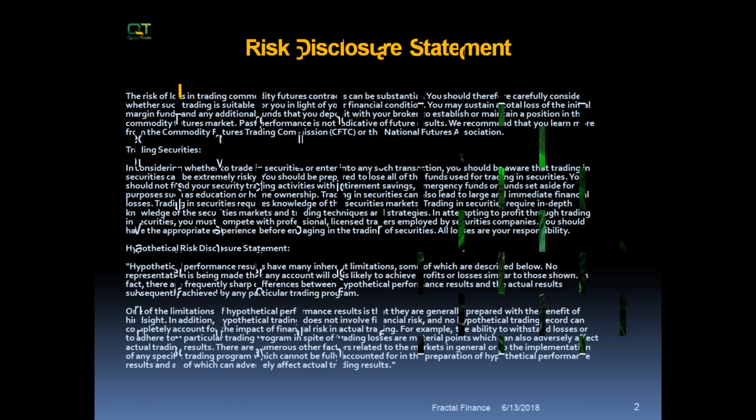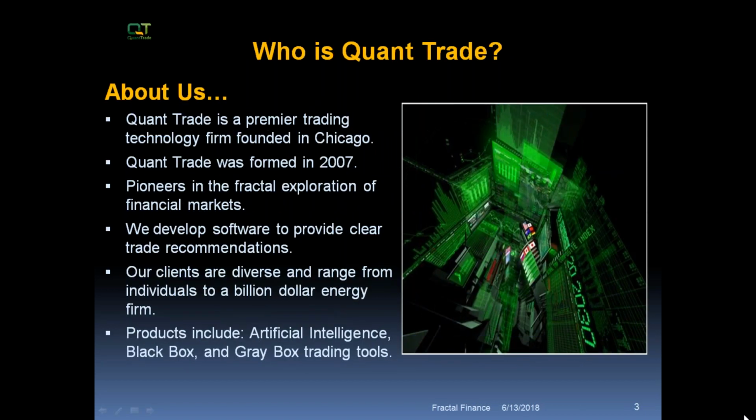And moving forward, just a quick brief on our company. We're a trading technology firm. We were founded in Chicago, and we've been around since 2007. We specialize in trading technology, software, and we've built all sorts of different types of tools for ourselves and for clients, and that includes artificial intelligence, neural nets, black boxes, gray boxes. Pretty much we've run the gamut on that.